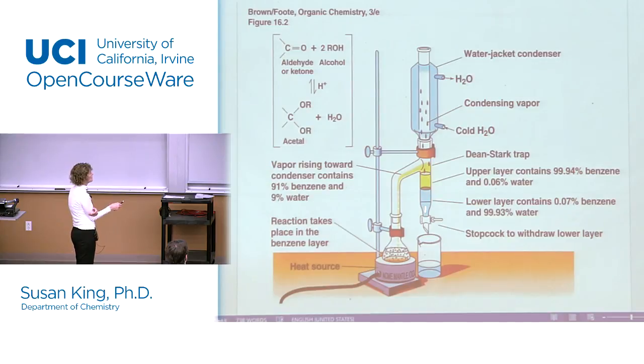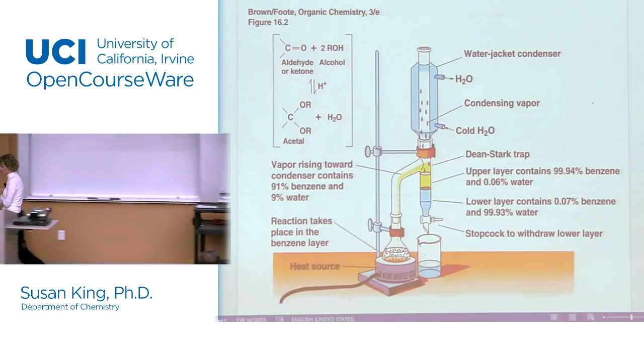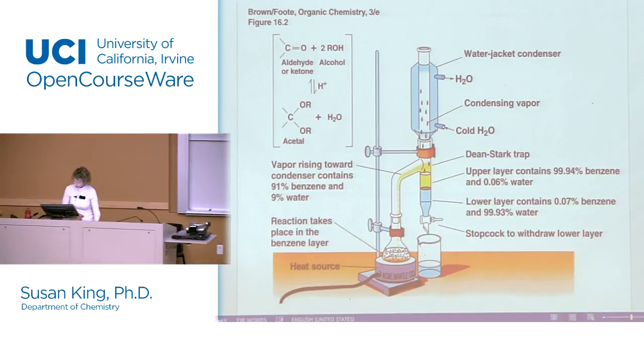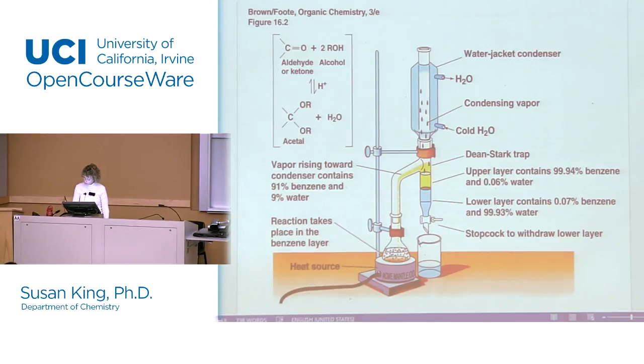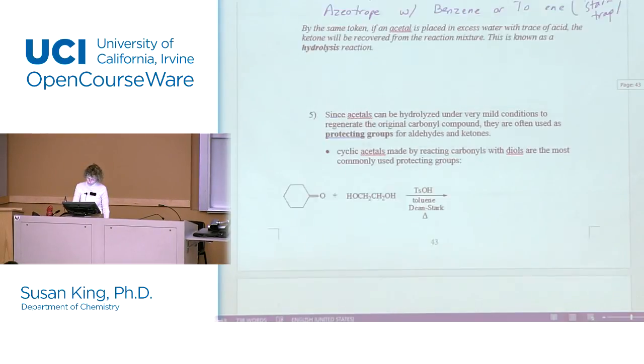And if this gets too full of water, you don't want the water to go all the way up here, or else it'll go back in here. You can just drain it with the stopcock. So this is the very common way to drive water off as it's formed. And that's a Dean Stark apparatus, or you can call it a Dean Stark trap. So really nice drawing of that.